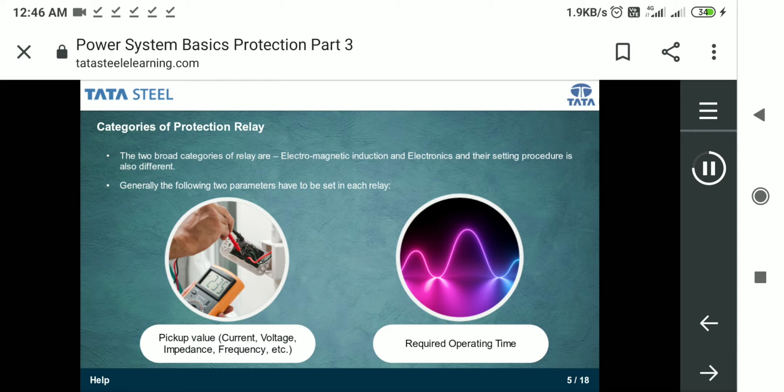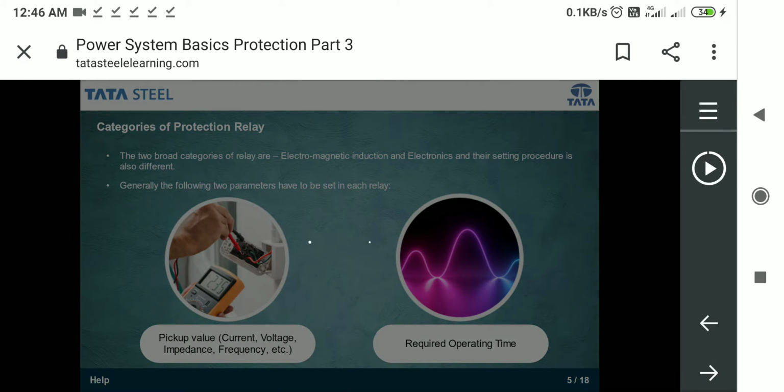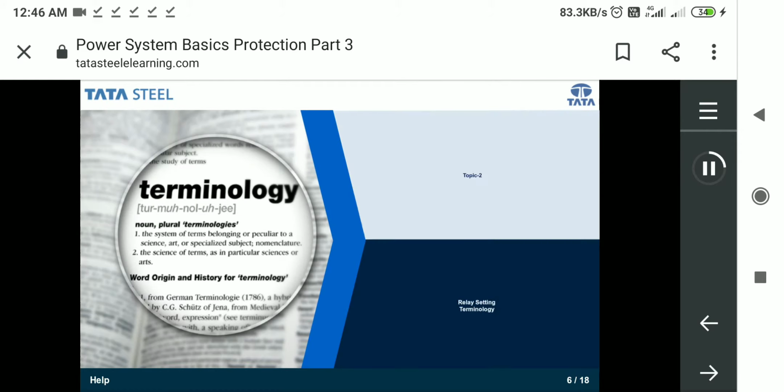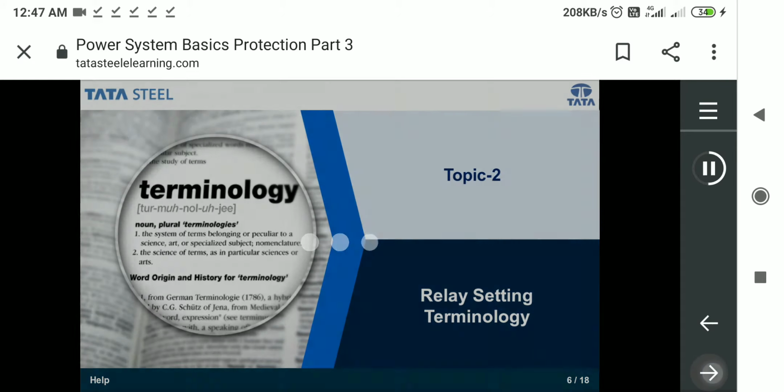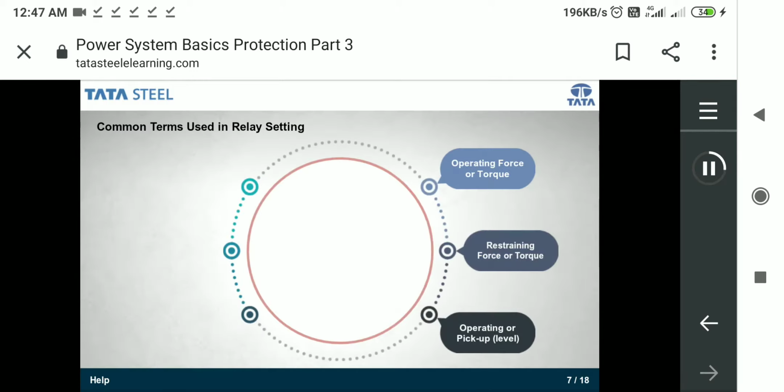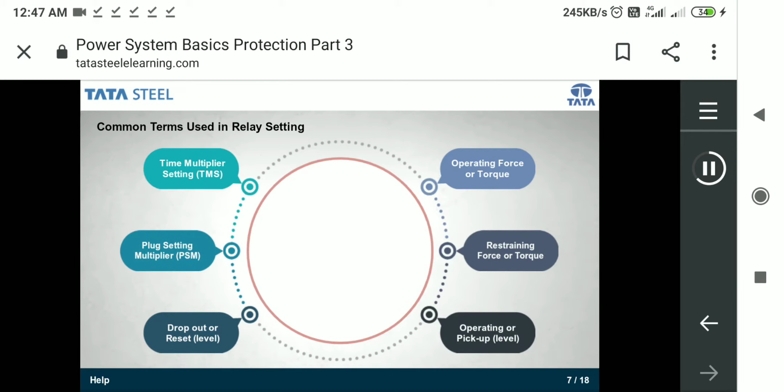set point. However, before learning about these settings, there are a few more terms used in relay setting that you should know. Let us look at a few more terminologies related to relay setting. Click on each tab to learn more.